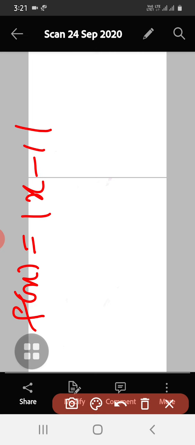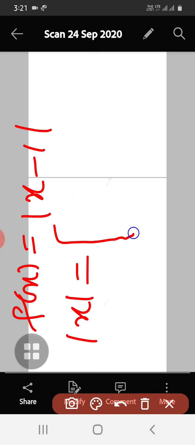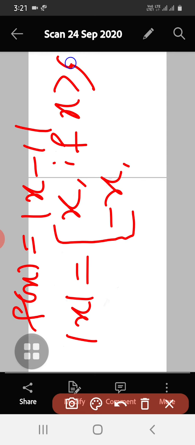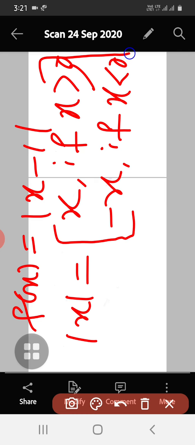Observe carefully, mod of x minus 1 is given. This is a modulus function, so we have to use the definition of the mod function. I will recall it. How do you define the modulus function? Mod x is equal to x if x is greater than or equal to 0, and minus x if x is less than 0. So the mod function is defined like this. Simply replace x by x minus 1.